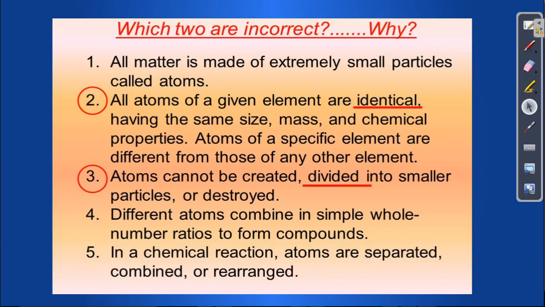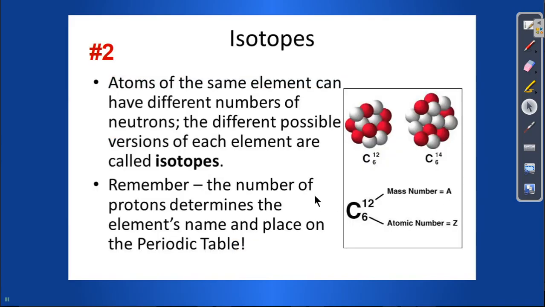Number 4, different atoms combine in simple whole number ratios to form compounds, definite proportions, that's that law. In a chemical reaction, atoms are separated, combined, or rearranged. That's why the masses, what comes in, comes out, because the masses of each atom, their average, are the same. So when you have atoms coming in, those atoms will come out at the end with the same masses. They're just going to be part of a new compound. We're going to learn how to do that very soon. So let's look at number 2 in more detail.